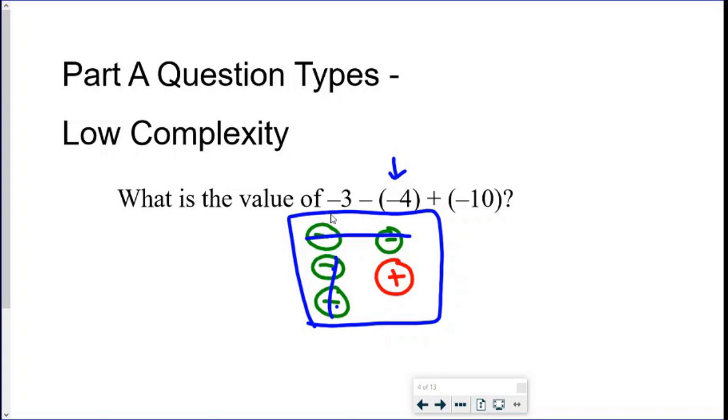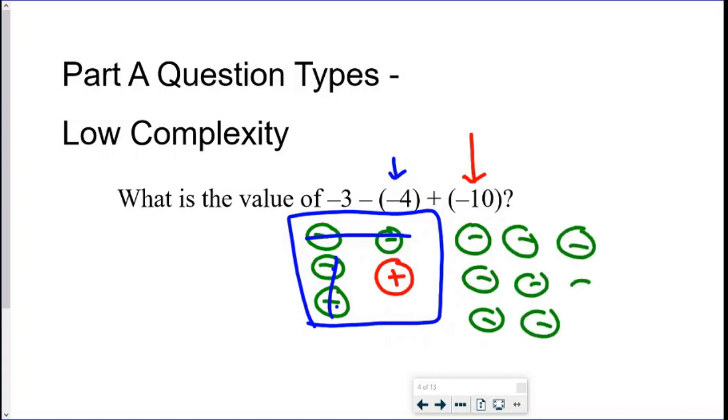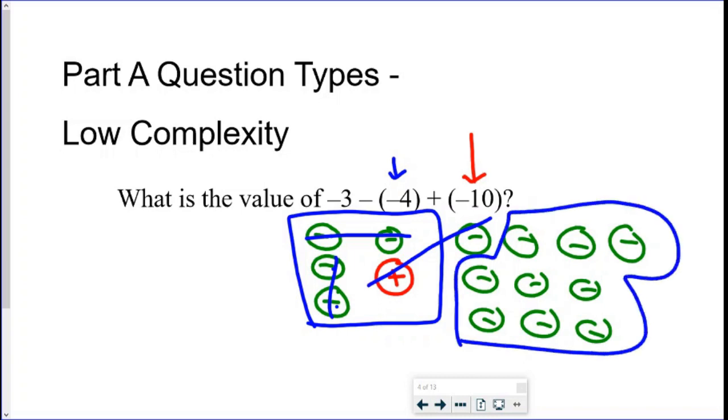Then, to this +1 chip, I need to add 10 negatives. So I would add 10 negative chips. 1, 2, 3, 4, 5, 6, 7, 8, 9, 10. And because I'm adding, I just have to add them to the picture. But then any signs that are opposite, you can cancel, and you'd be left with your answer, which in this case is -9. Now, obviously, there are easier ways to do this if you're good at your mental math, which is kind of what it's testing. But even with drawing that and an explanation, I probably only spent 1 minute doing this question.